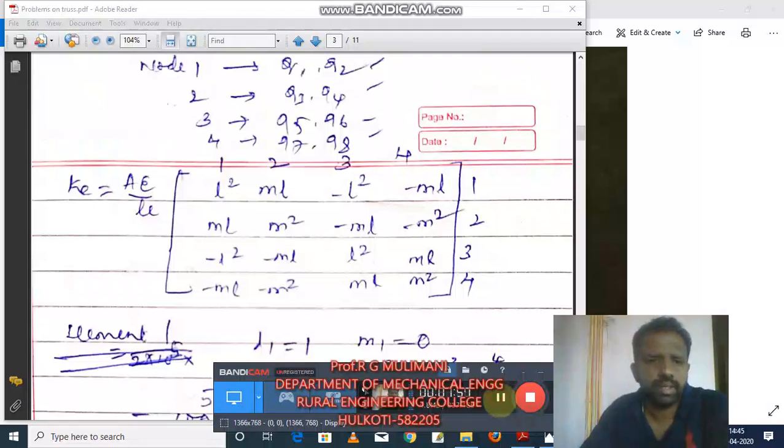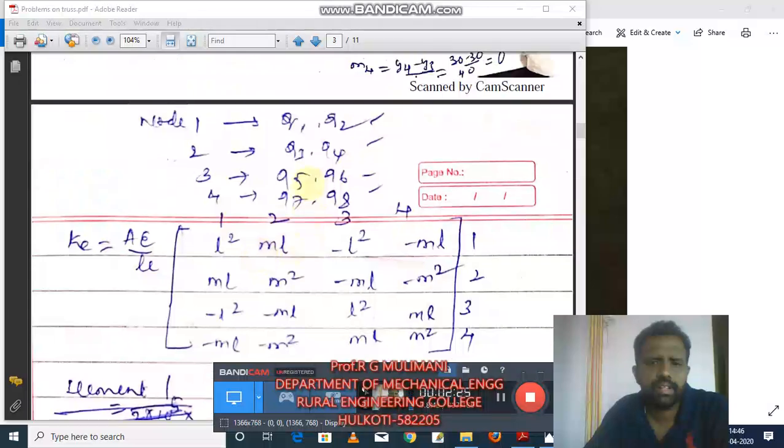Okay, in this problem there are 4 elements. This is the stiffness matrix for the truss element. For the first element we are using L1 M1, for the second element L2 M2, for the third element L3 M3, and similarly for the fourth element we are using the direction cosines L4 and M4. Okay, let us find the stiffness matrix of element 1.